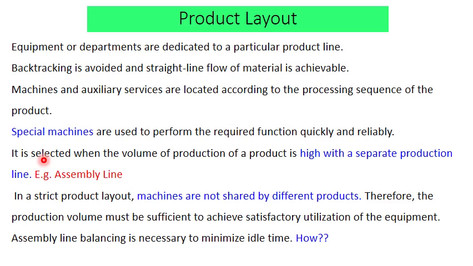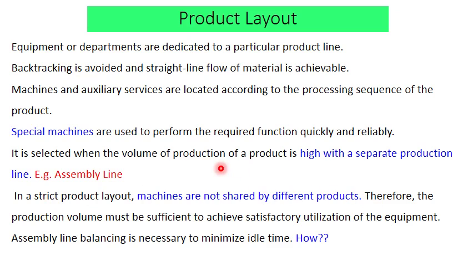This type of product layout can be selected in the case when the volume of production is high, which requires a separate production line. For example, assembly line or mass production. In the case of high volume of production, we can use this type of layout.